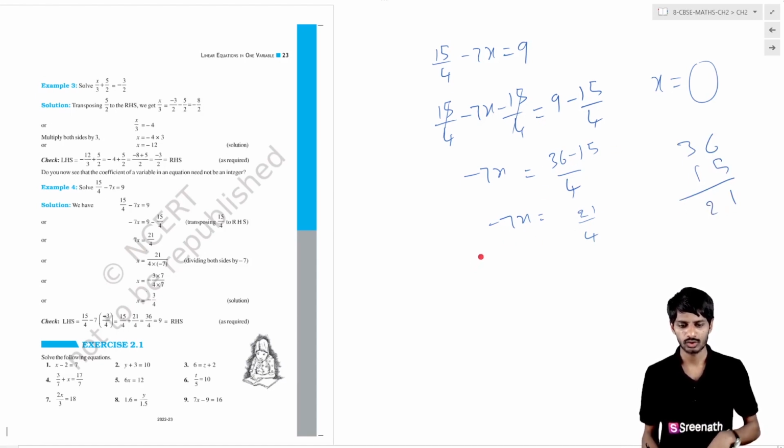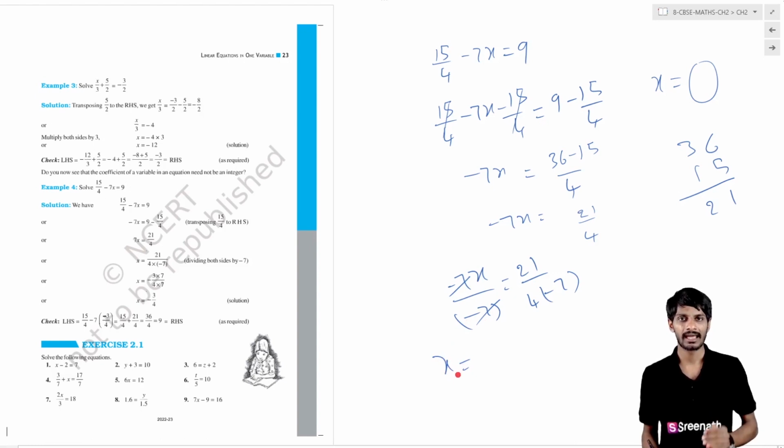Now what do we have to do? We have to divide both sides by minus 7. So minus 7x divided by minus 7, and 21 by 4 divided by minus 7. So what happened? The minus 7 will be cancelled. So we are left with x only on the left side. So what is on the right side?